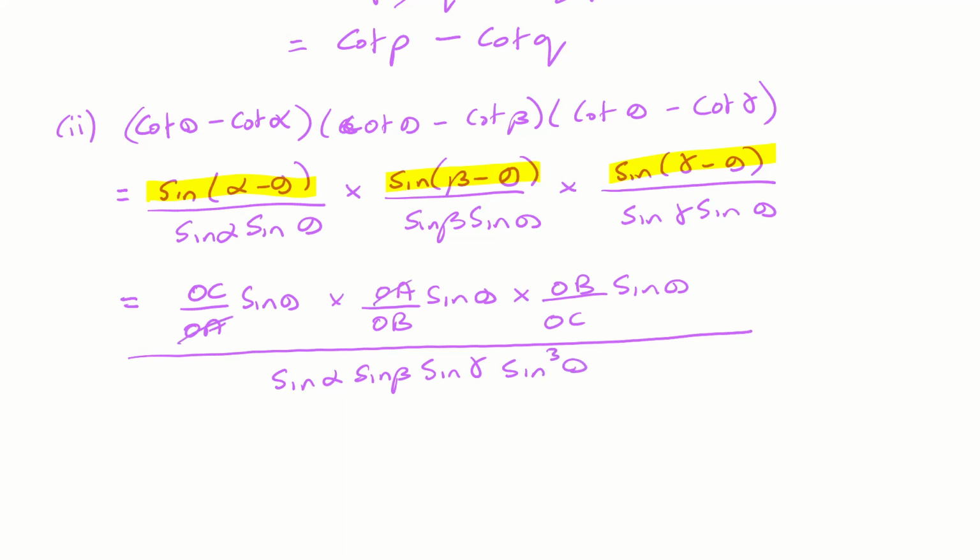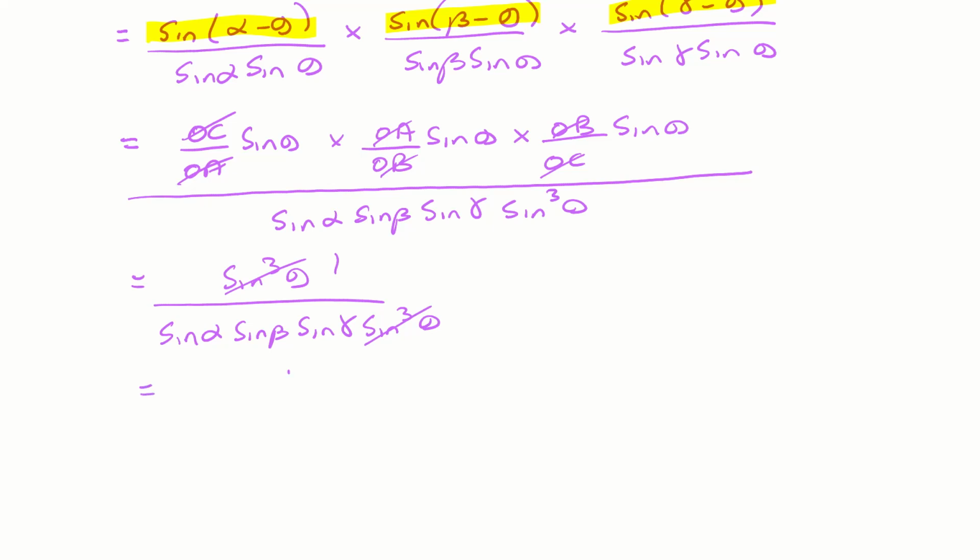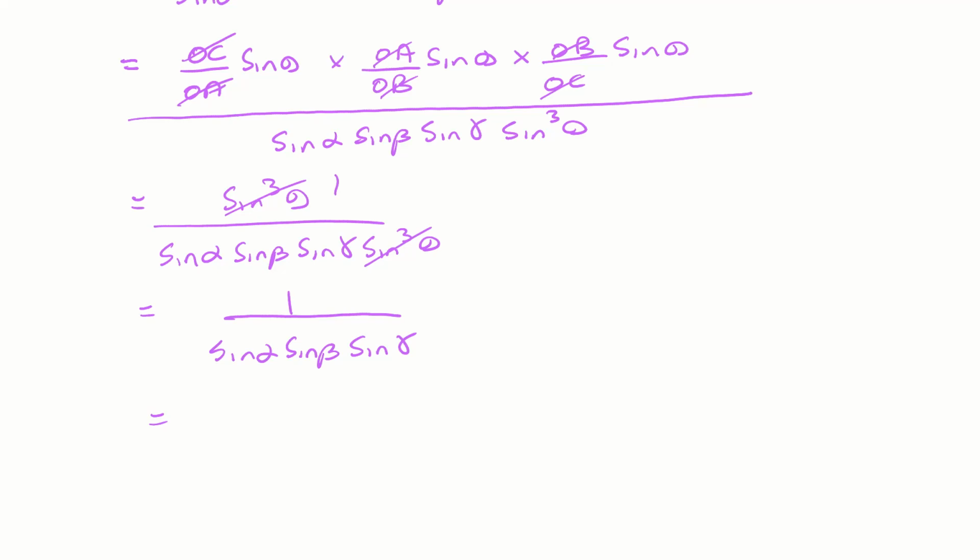And we know there's all sorts of cancelling goes on here. So all of those go. So what we have is sine cubed theta over sine alpha sine beta sine gamma sine cubed theta. And those will cancel. And so we have 1 over sine alpha sine beta sine gamma, which is cosec alpha, cosec beta, and cosec gamma as required.